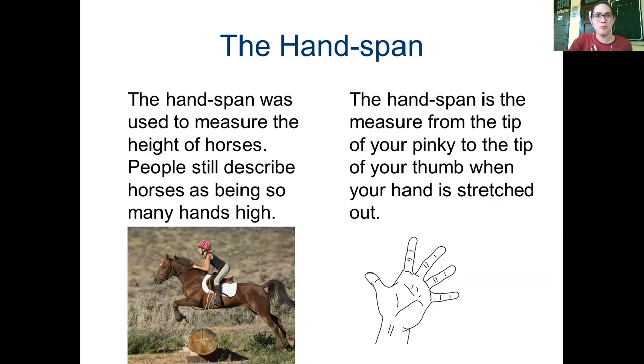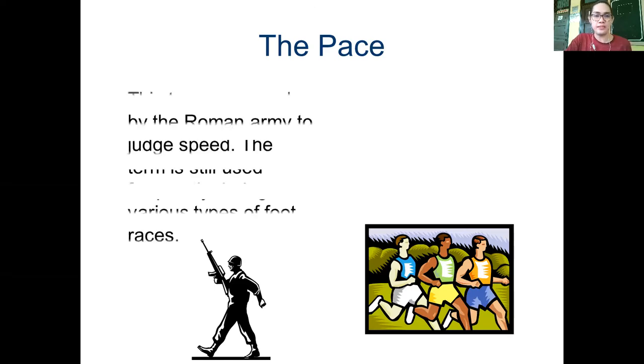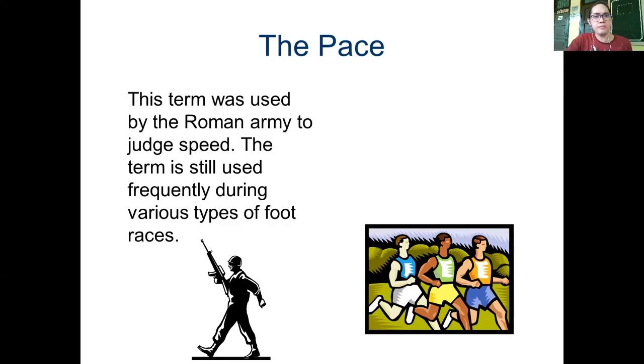So this is how we define the handspan used in measurement. Another thing that I mentioned a while ago, the terms related to measurement, the pace. These are the non-standard, again, I am talking about the non-standard way of measurement. The pace. The pace is a term that was used by the Roman army to judge speed. Oh, amazing. I've just heard this one just now.